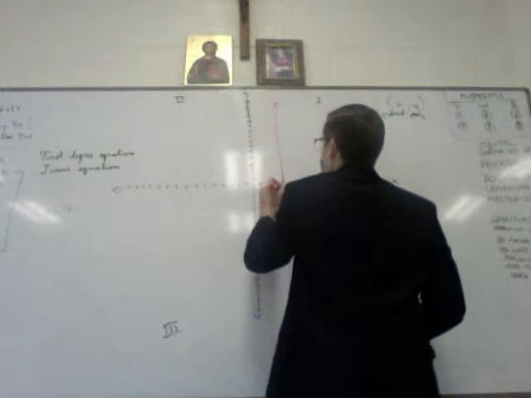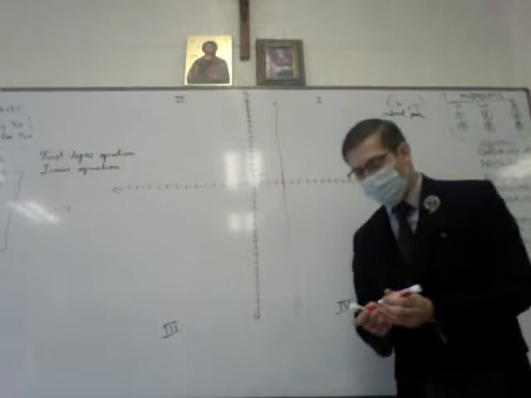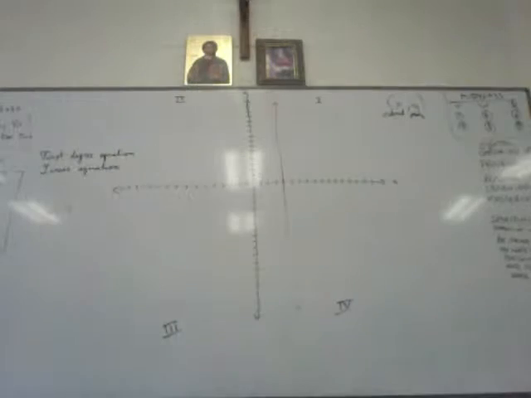So this equation here, x equals 4, the solution for it when we graph it is going to look like a vertical line.